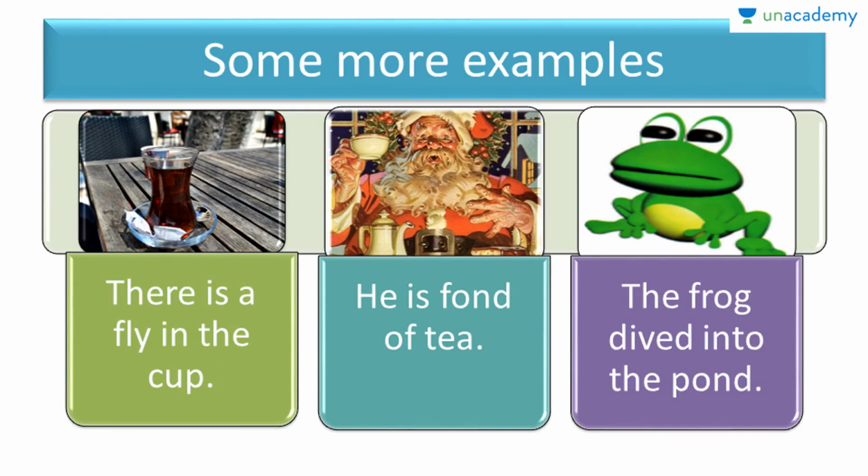There are some more examples. There is a fly in the cup. If this is a cup, there is a fly in the cup. The fly is not sitting on the table beside the cup, but the fly is in the cup. So this is showing a relation. He is fond of tea. There is a relation between him and tea, and this relation is shown by the word "of" in "fond of". So "of" here signifies a kind of relation between this man and tea. That is the function of a preposition.